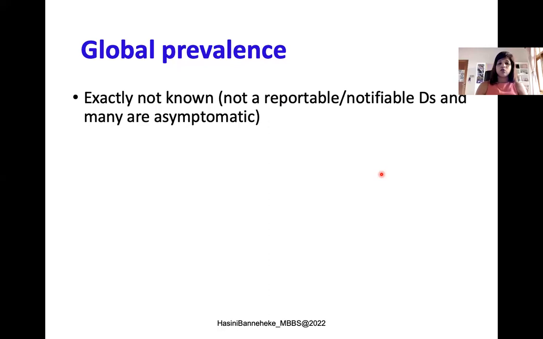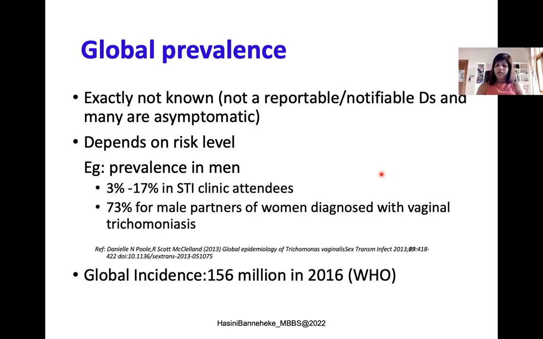Usually the world does not have the exact actual data on this disease burden, because this is not a reportable or notifiable disease like some other diseases. Because of the stigma attached to the disease, these patients may not go to the sexually transmitted infection clinic. Instead, they will go to the general practitioner or the family doctor and get it treated, so they don't come into the data. So global prevalence depends on the risk level and what WHO has estimated. This is an estimate, not real data. They estimate that there may be about 156 million cases in the world.